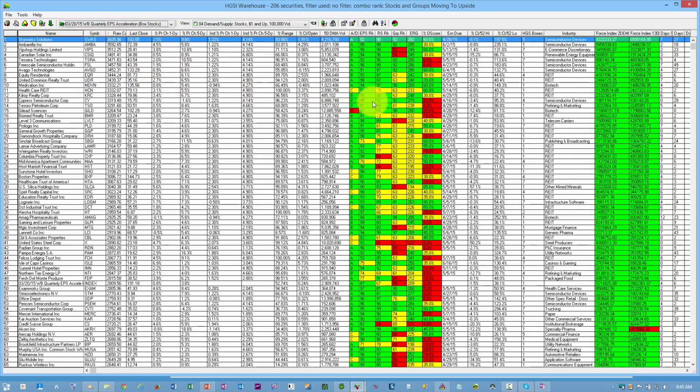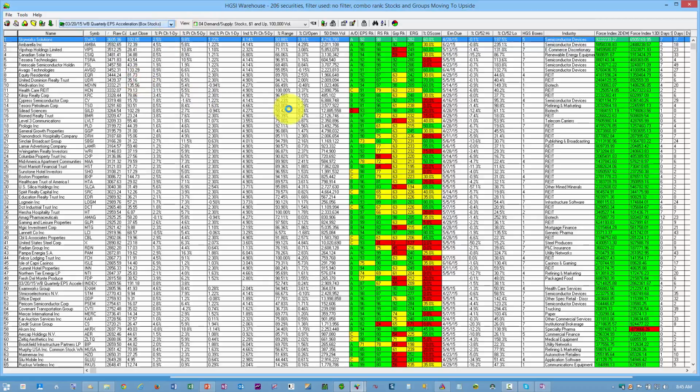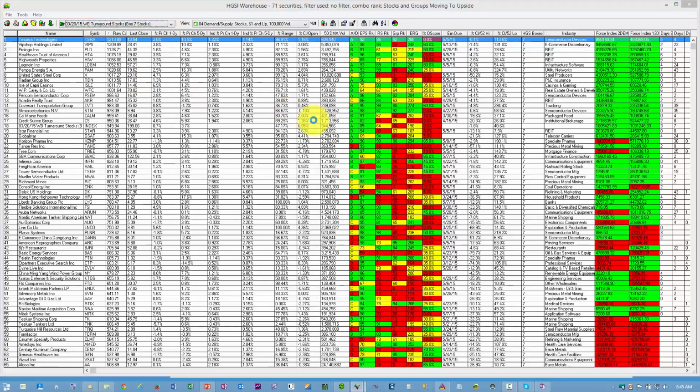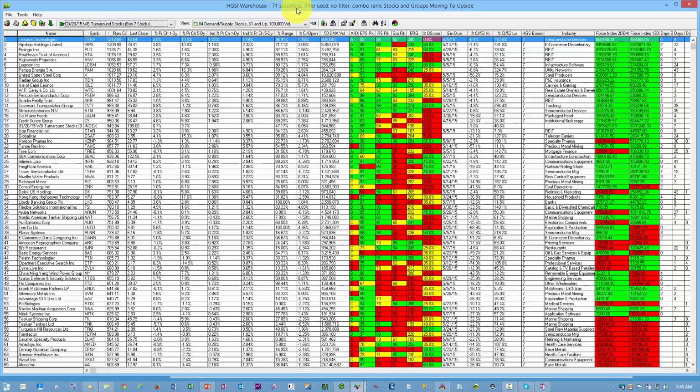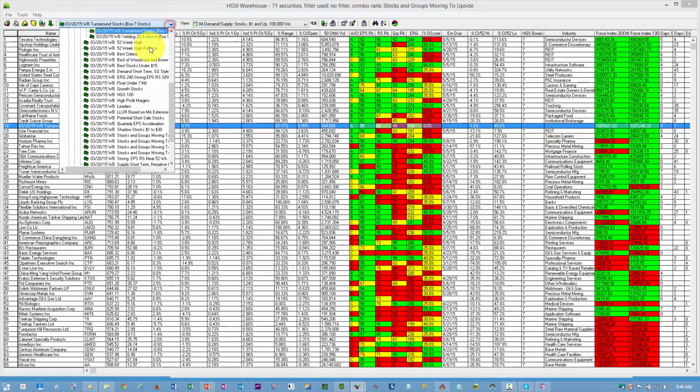And then here is quarterly earnings per share acceleration. You can see there are 206 of these. These are turnaround stocks, box 7 stocks, and there are 71 of these. These are all box 7. This is the index here, so don't pay any attention to that.